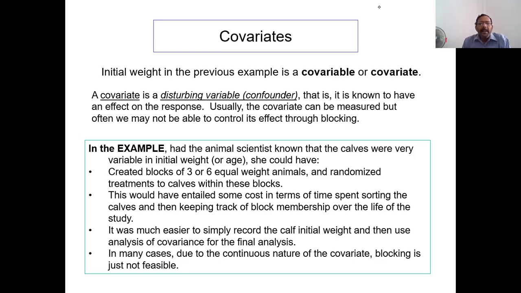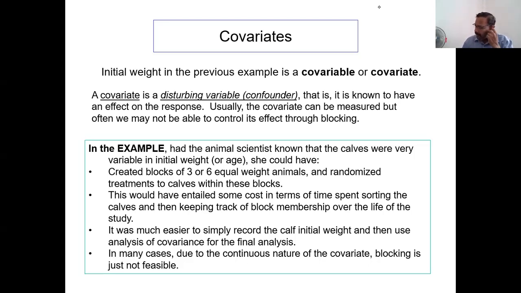In the example, had the animal scientists known that the calves were very variable in initial weight or age, right? So that is the first thing. Yes, it is very variable. We can do it in another way also. We can create a block of 3 animals of equal weight and randomize the treatments to the calves. So that is, we can do it in another way also.